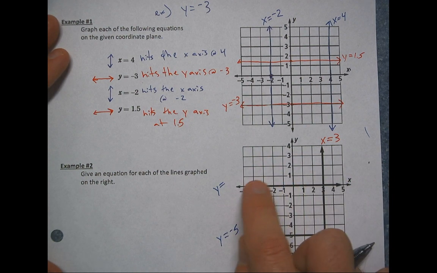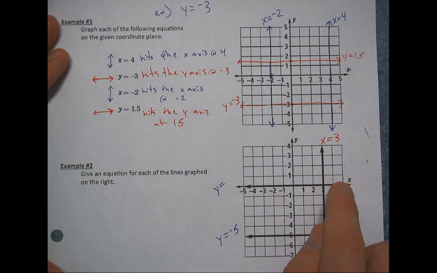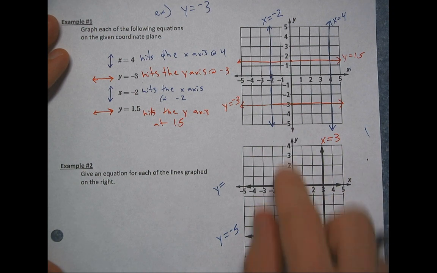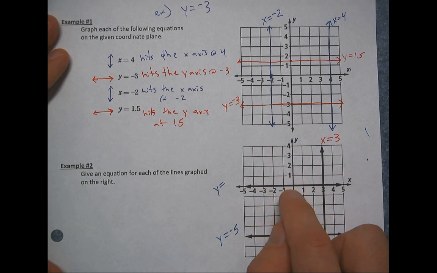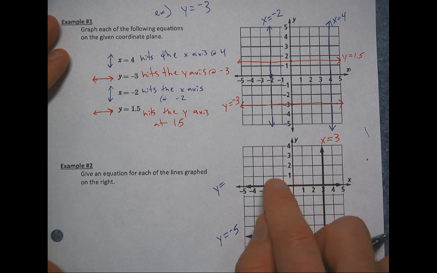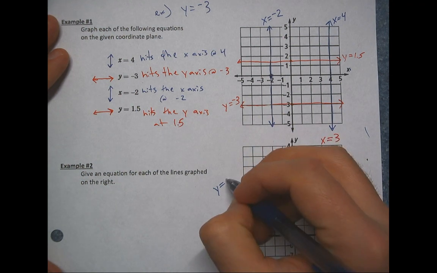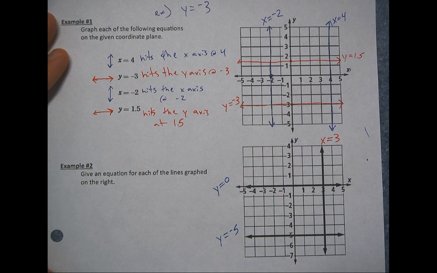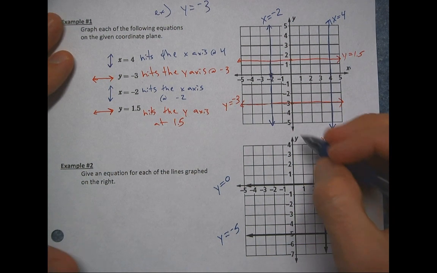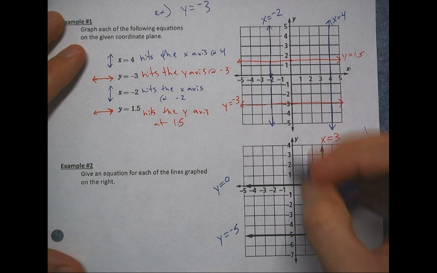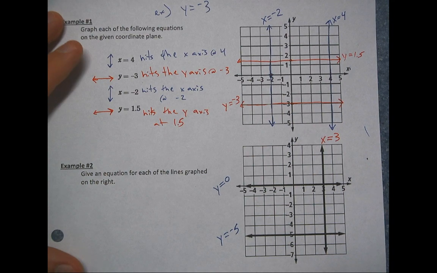As I go left on this, the x changes. As I go right on this, the x changes. What never changes is the y. The y value is always, this is (1, 0), (2, 0), (-2, 0), (-5, 0). The y value is always 0. So that is the line y equals 0. And if you wanted to write an equation for the y-axis, that would be x equals 0.